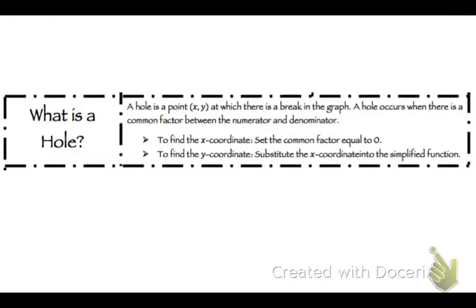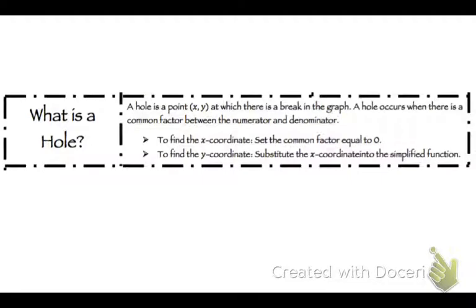Okay, then for holes, this will be a coordinate point, and that's when you have factors that cancel. So here's how you find a hole. A hole is a point, x y, at which there's a break in the graph. A hole occurs when there is a common factor between the numerator and the denominator. So to find that, you set the common factor equal to 0, and that will give you the x-coordinate, and then you plug that into the simplified function to get the y-coordinate. Okay?